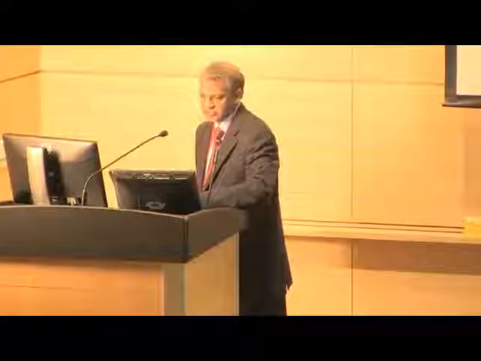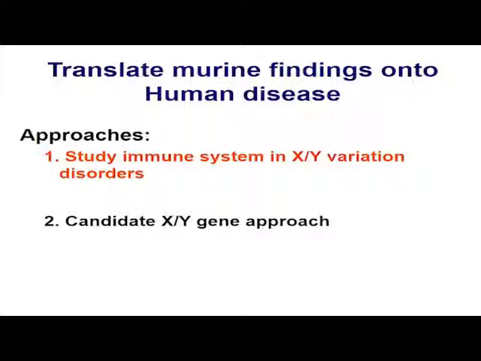Now, how do we take this finding and apply it to humans? This is what we started doing in 2010, and I came to this meeting in 2011. One approach is to take individuals with XY variation and study their immune response. Another approach is what we call the candidate XY gene approach. I go and look at each gene one by one, but the list is long and it will take me forever to study.